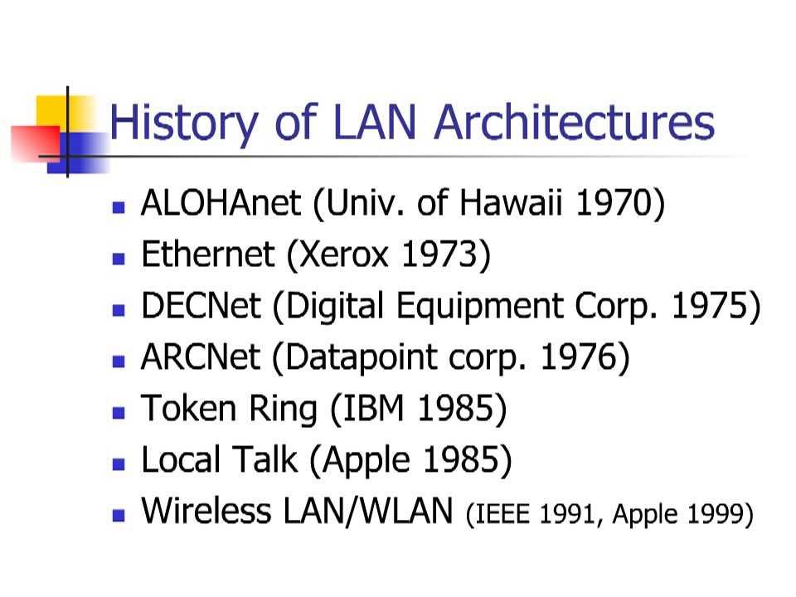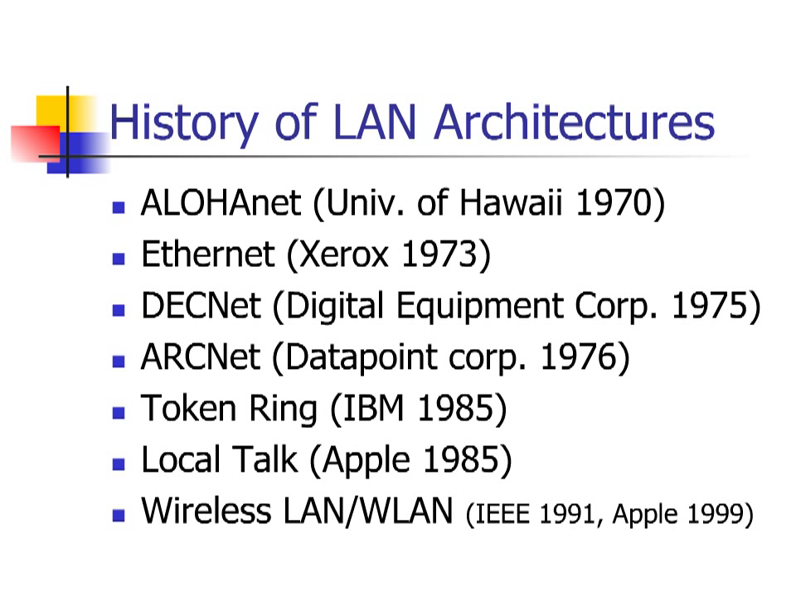So here is a brief history of local area network architectures. Back in 1970 at the University of Hawaii, they developed the first network called the Aloha Net, and it was actually radio-based. It was used to transmit between the Hawaiian islands, from one island to another. And then later in 1973, Robert Metcalf came along and helped to develop the Ethernet network at Xerox Corporation.